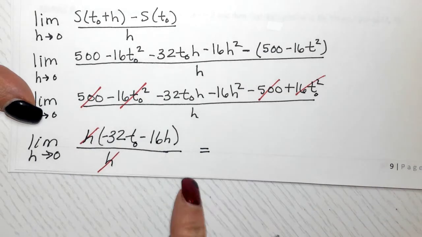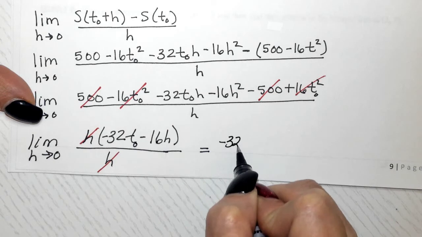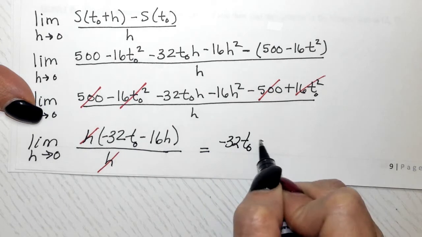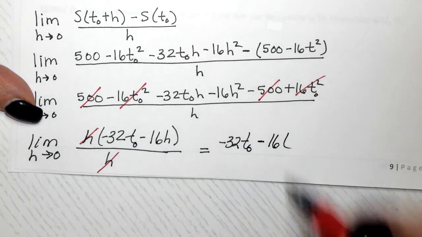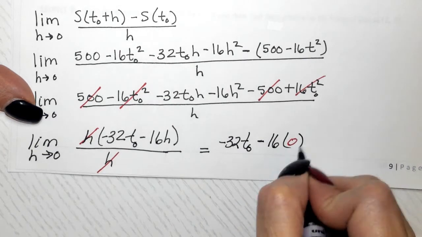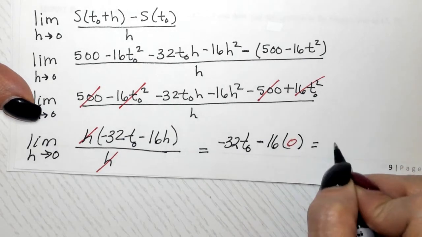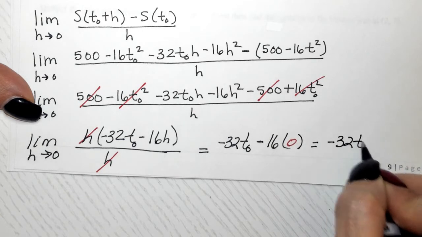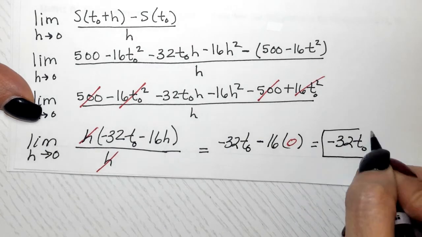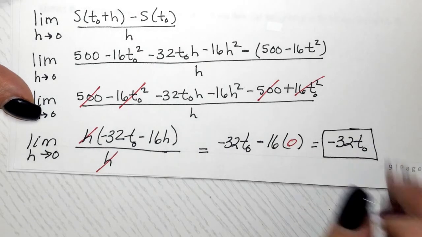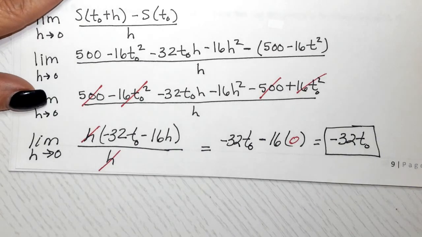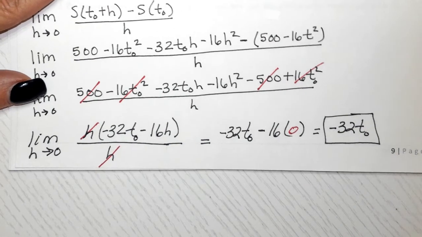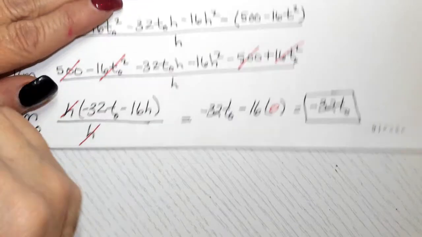And what that's going to do now, my h's are gone. I'm going to go ahead and say negative 32 T naught minus 16, and I'm going to plug in that 0. I'm going to actually take the limit now. So that means it's negative 32 times T naught, whatever the initial value is, right? Whatever time you're starting at, that's going to be your velocity.